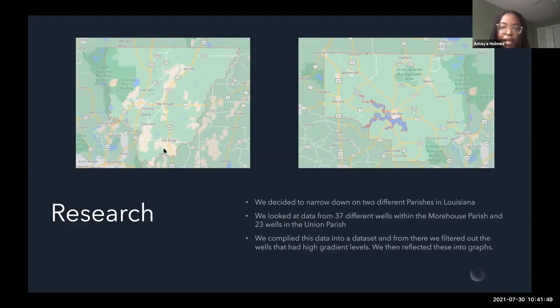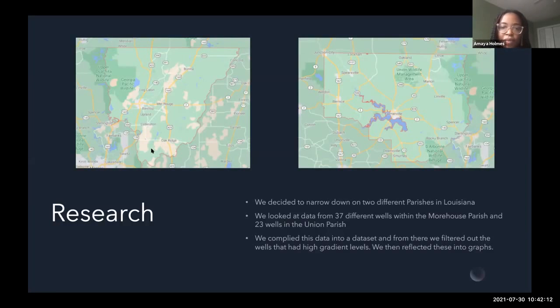Thankfully, we were able to find a lot of raw data thanks to a thesis published from LSU's Department of Geology and Geophysics by a graduate student named Tessa Hermes. From there, we looked at two different parishes in Louisiana, Morehouse and Union. We looked at data from 37 different wells in Morehouse and 23 wells in Union.